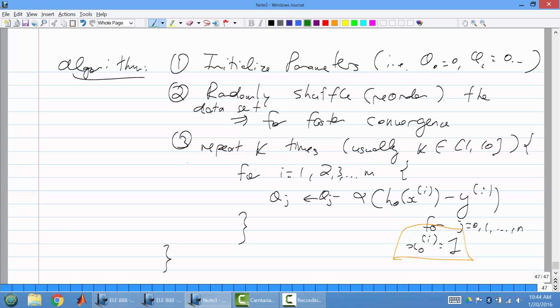So there's an outer loop here. What this does is you're cycling through the data set a few times, 1 to 10 times. This is the iteration, so to speak. For batch gradient descent, you're iterating a certain number of times. This controls how many iterations, usually between 1 and 10. And then this handles the data, the training examples.